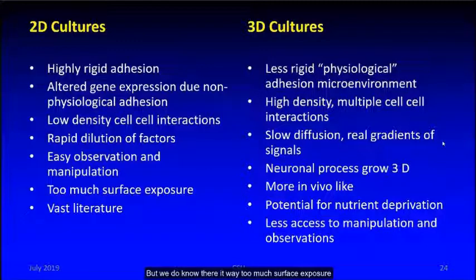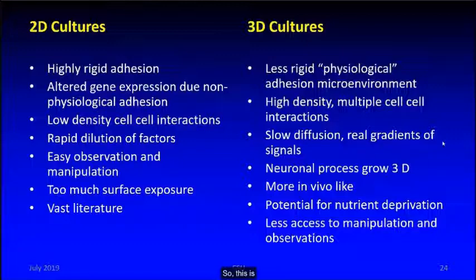But we do know there is way too much surface exposure to the environment and what neurons really have in vivo. So in the 3D cultures, we have the higher density, slower diffusion, probably more real gradients of molecules. They did a couple of tests with gamma secretase and the BACE inhibitor that has to do with Alzheimer's. And in 2D cultures, these inhibitors were very potent in rescuing the neurons from A-beta toxicity. In 3D cultures, they didn't really work almost at all.